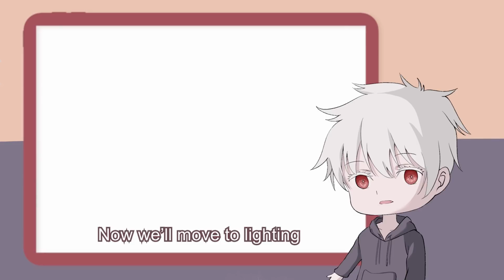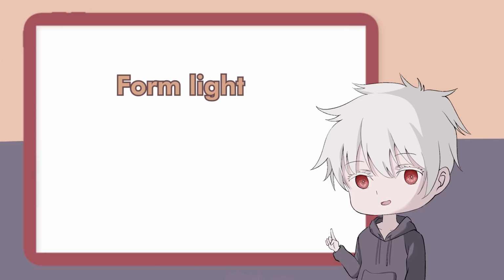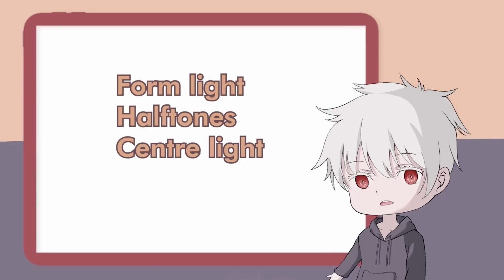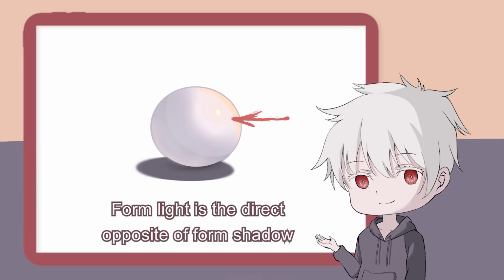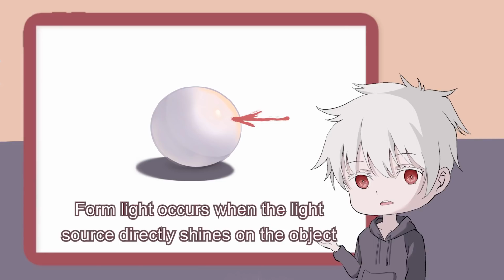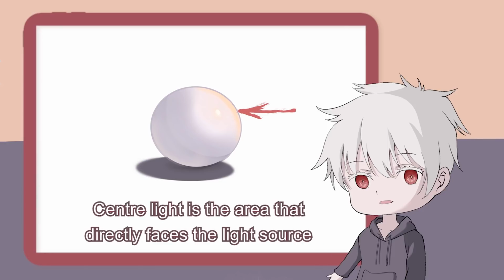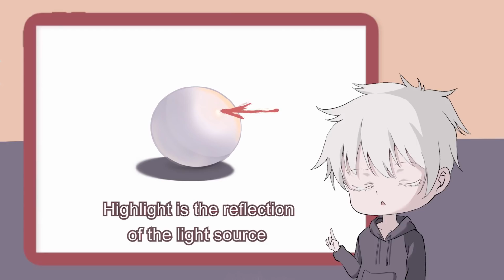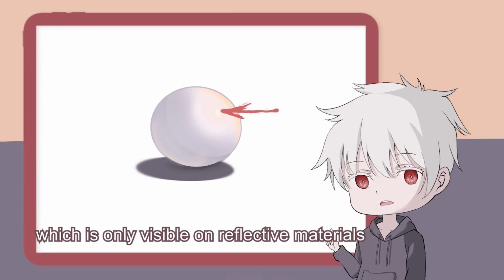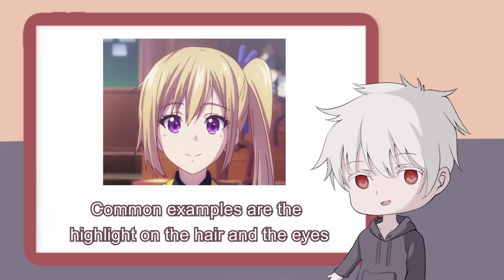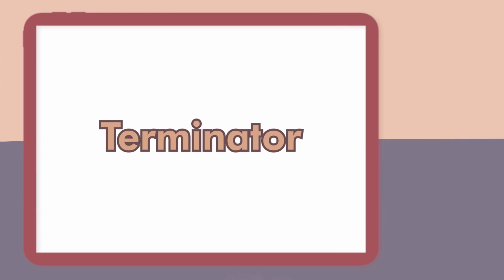Now we move to lighting. There are 4 types of light: form light, halftones, center light, and highlight. Form light is the direct opposite of form shadow. Form light occurs when the light source directly shines on the object. As for halftones, they gradually darken as the form turns away from the light source. Center light is the area that directly faces the light source. Highlight is the reflection of the light source which is only visible on reflective materials. Common examples are the highlight on the hair and the eyes.